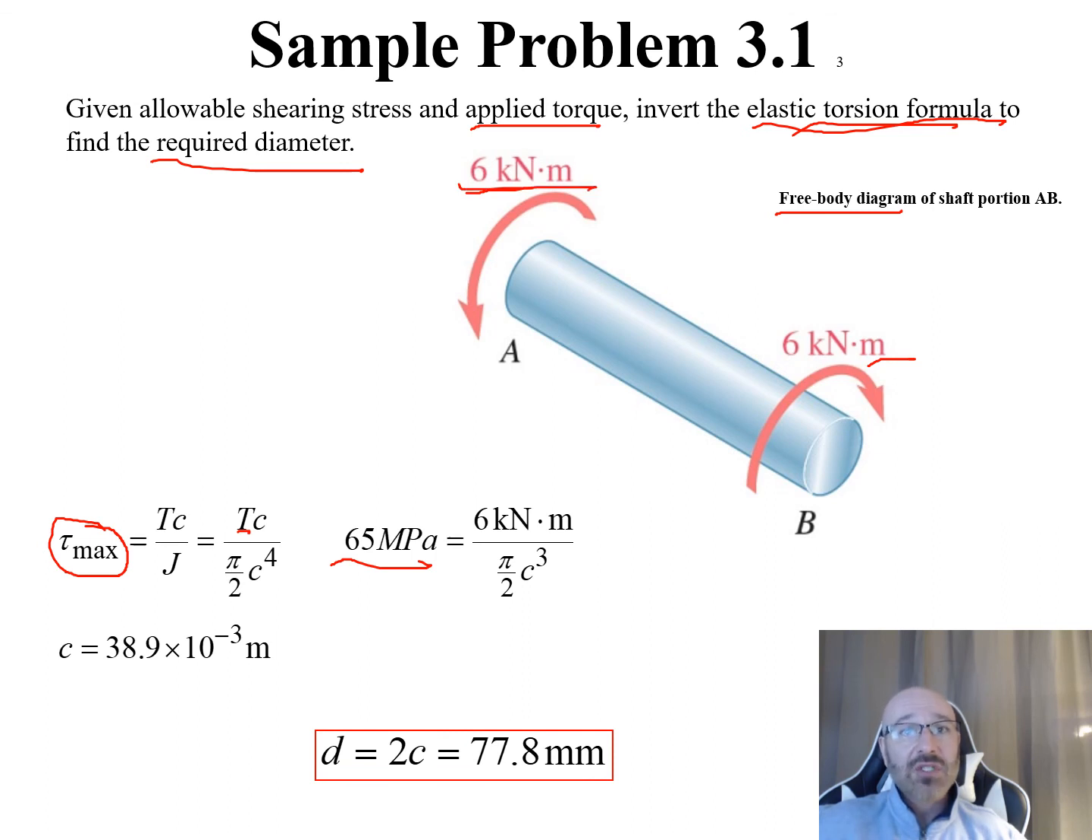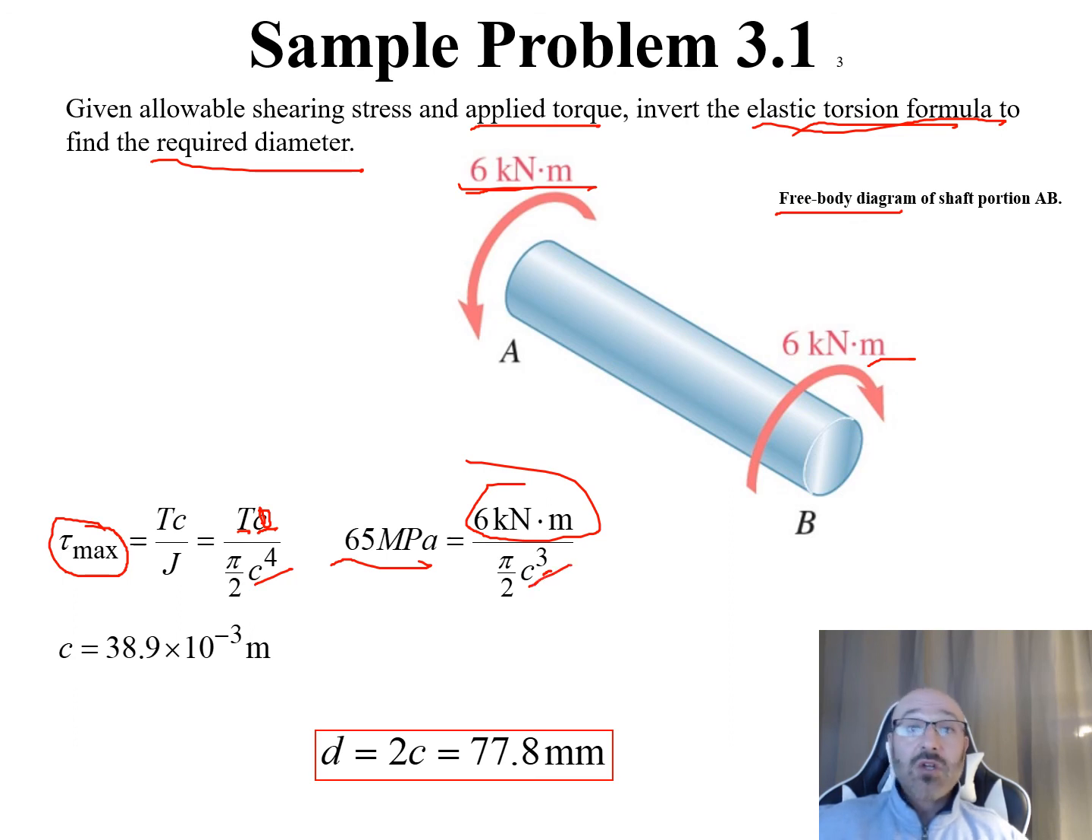So I plug that in for T. That's where this comes from. Then I've got a c on the top and a c to the 4th on the bottom. So I can get rid of that c at the top, and I just end up with c to the 3rd on the bottom. So that's where I come up with this relationship, and I see that 65 megapascals is equal to 6 kilonewton meters divided by pi over 2 times c to the 3rd.